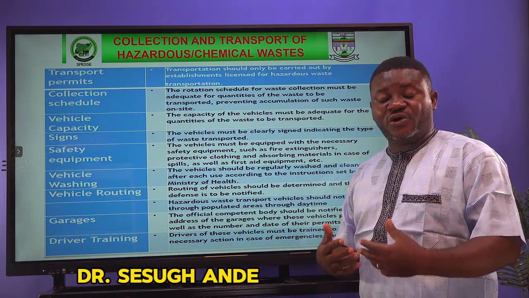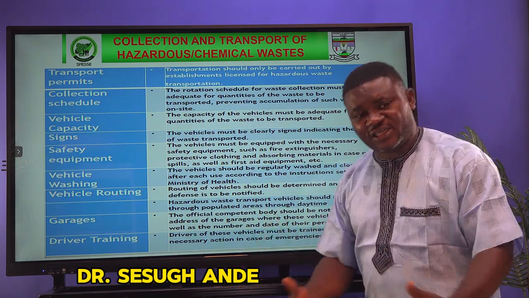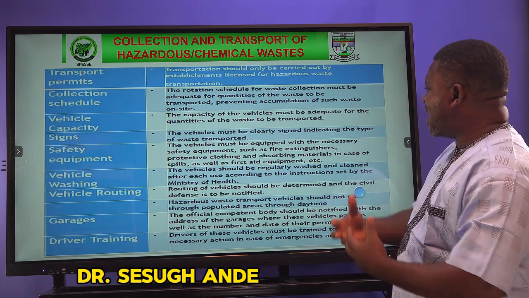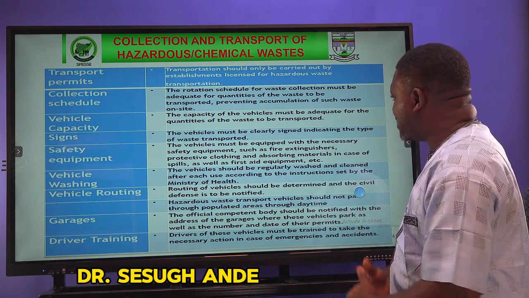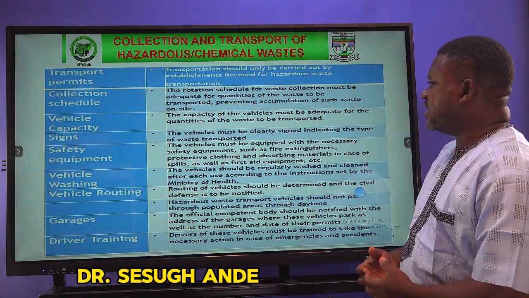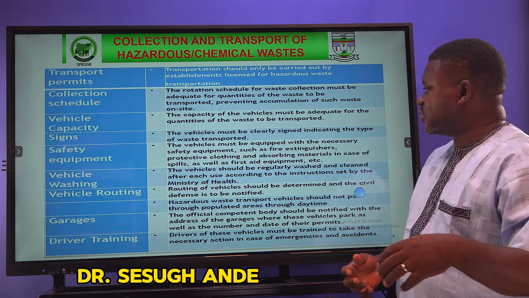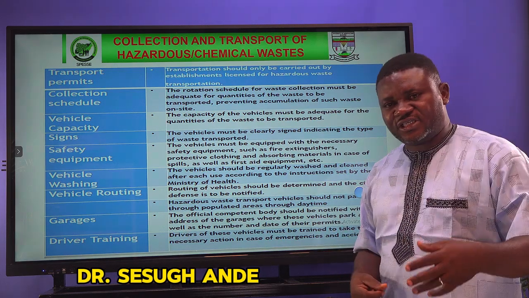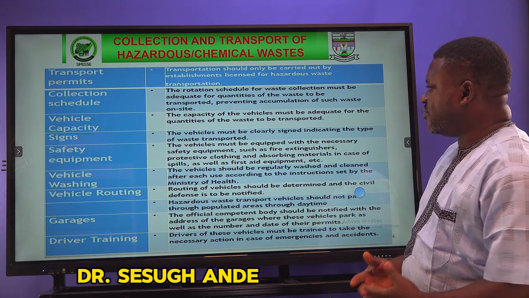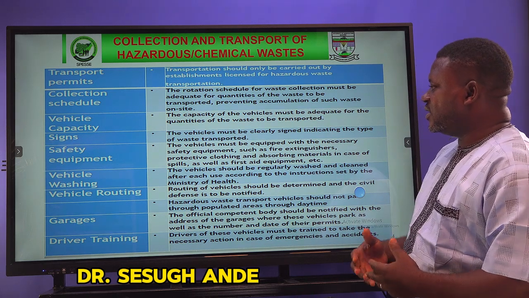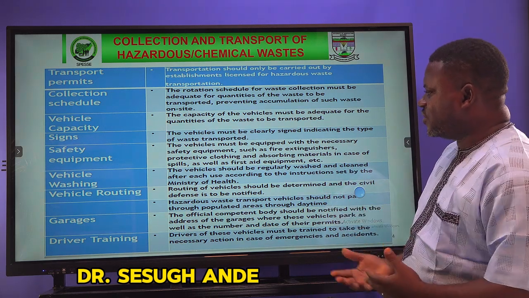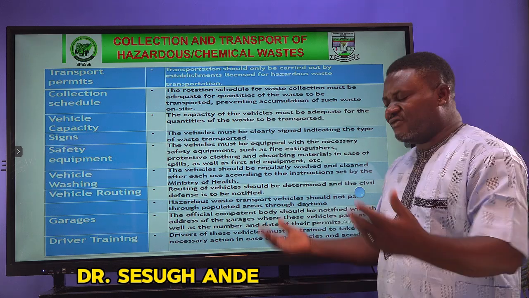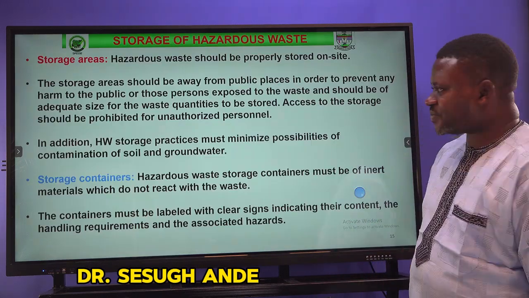The vehicle that is going to be used in transporting or carrying these hazardous materials should have enough space to be able to carry and transport them. Then you have the signs. The vehicles must be clearly signed, indicating the type of waste that is transported. It's very important. And then safety equipment. You have vehicle washing, vehicle routing, garages, and driver training, and so on and so forth.